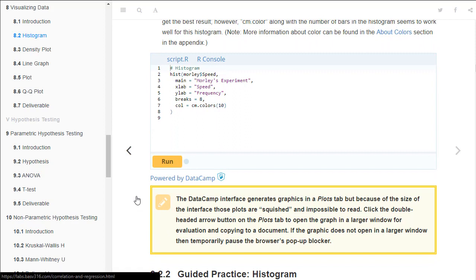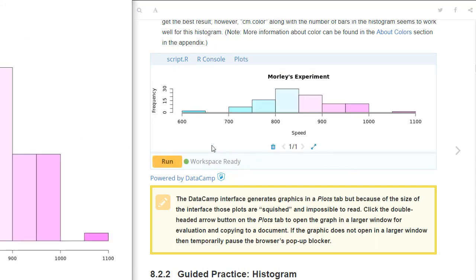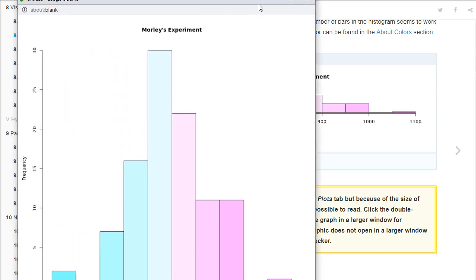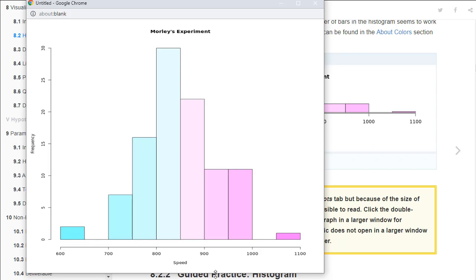Creating a histogram in R is fairly simple. The script that you see here is similar to the scripts we saw in other visualization labs. If I run this, you'll see that it draws a histogram. This is Morley's speed of light experiment. Let me get this up here where you can see it a little bit. This would be a normal distribution. Most of the values are near the center with a few values out towards the extremes.